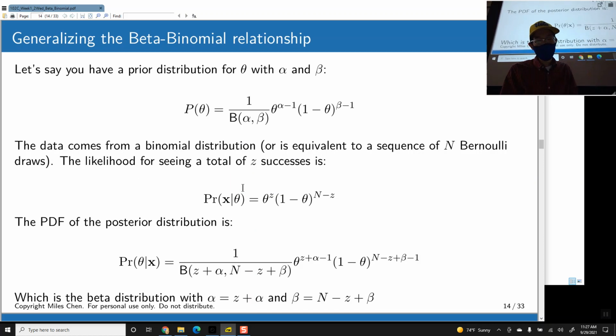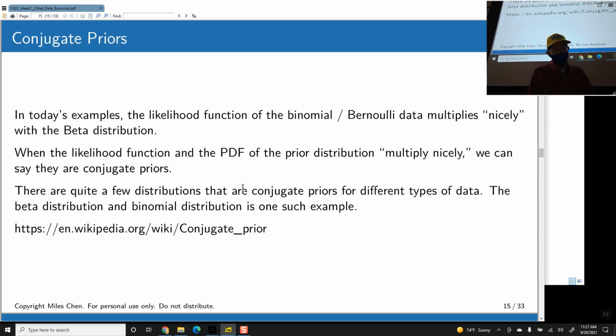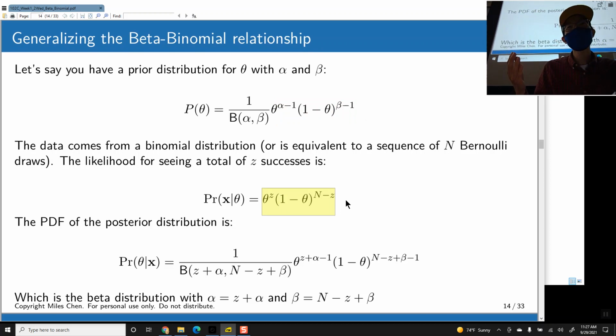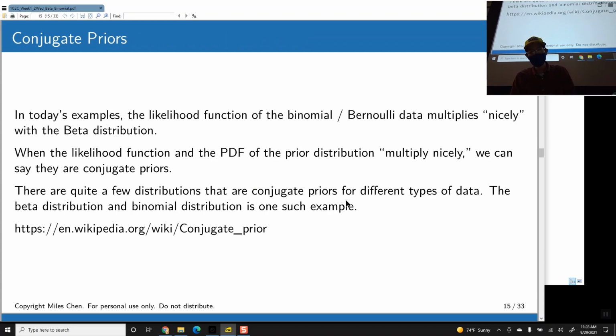Okay, we'll explore this some more. This all depended on the fact that when I took my prior distribution and multiplied it with the likelihood function, the terms combined nicely. The likelihood function and the prior distribution were of the same form, so when we multiply them, the terms combine nicely. That is what we call a conjugate prior.